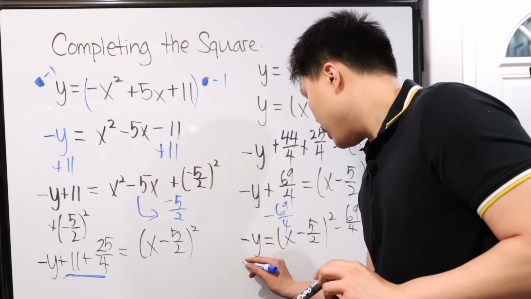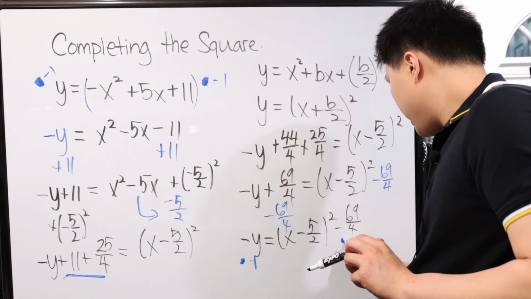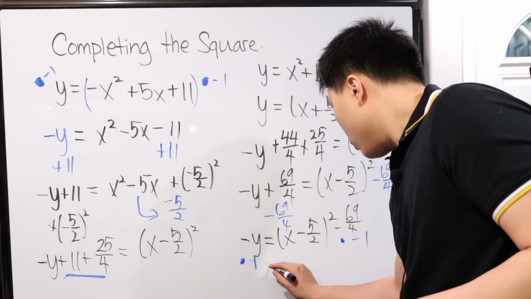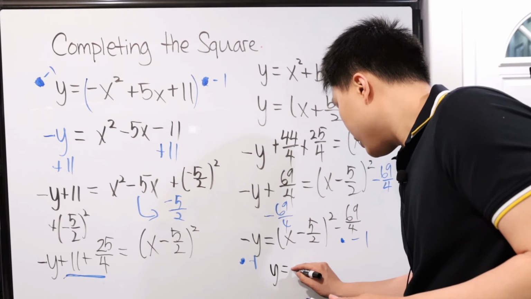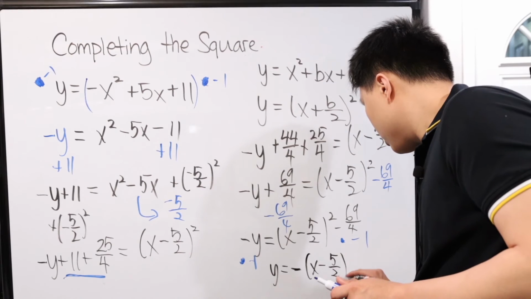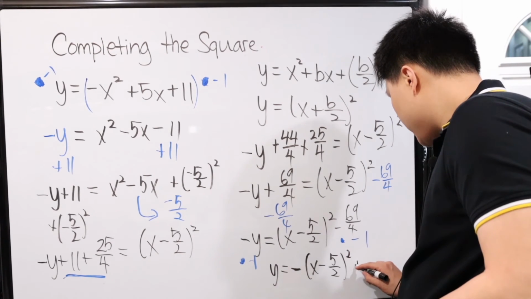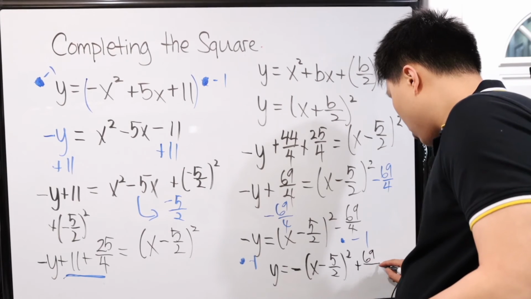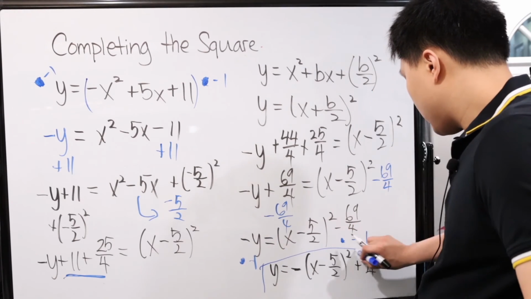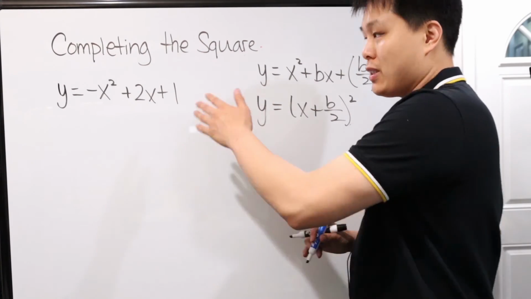So I'm going to multiply by negative 1 and multiply by negative 1. And so basically now what I have is y equals negative on the outside of x minus 5 over 2 squared, and instead of minus 69 over 4, it's going to be plus 69 over 4. So this down here, hopefully you guys can see it, is basically our vertex form. Now, for this final problem, let's see if you guys can follow along.